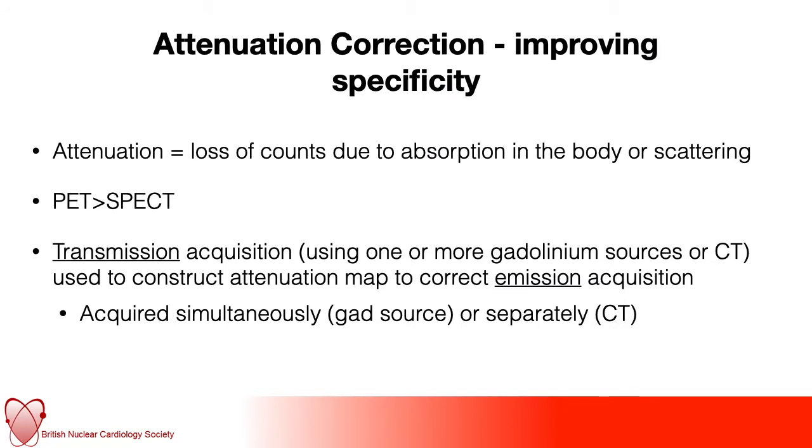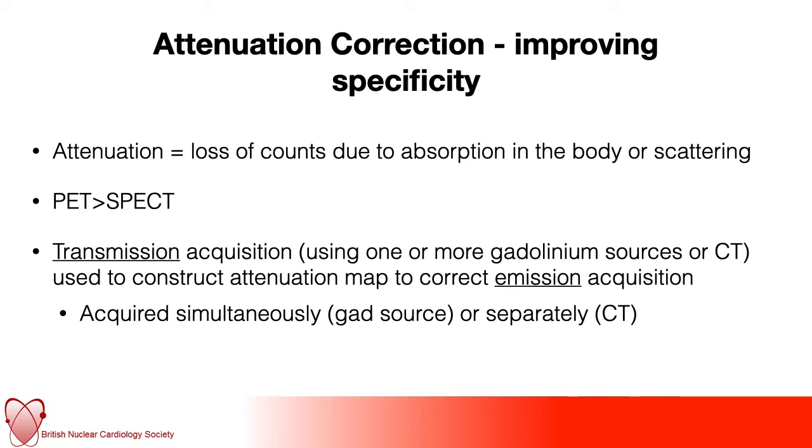I mentioned already attenuation correction. Attenuation is the loss of counts due to absorption in the body or scattering. And it's a much bigger issue in PET than it is in SPECT, because in PET you need to detect 2 photons simultaneously, this coincidence detection that you've heard about already, and therefore if there is attenuation it's going to be a much bigger issue. So CT is obligatory in PET, hence it's always abbreviated to PET-CT.